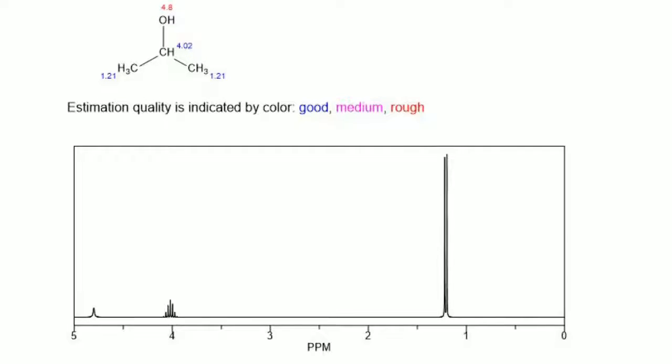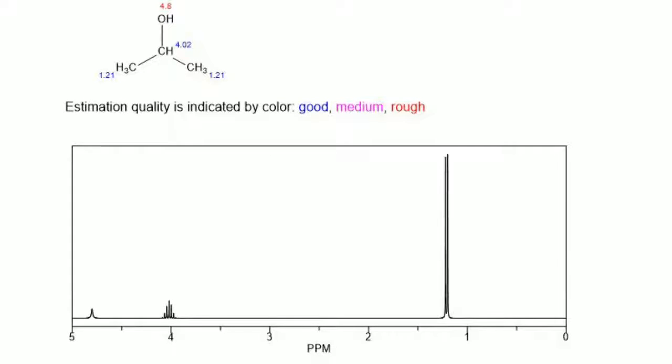However, ChemDraw also shows that this is a rough estimation of where the signal would actually be located in the real data, and is due to the variability of OH shift.